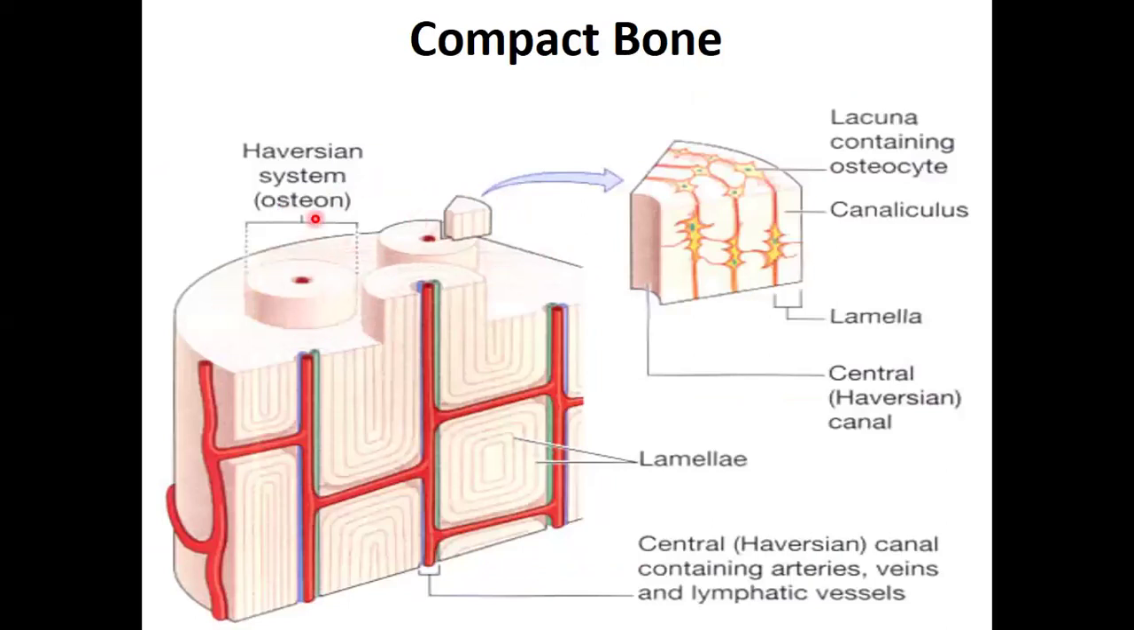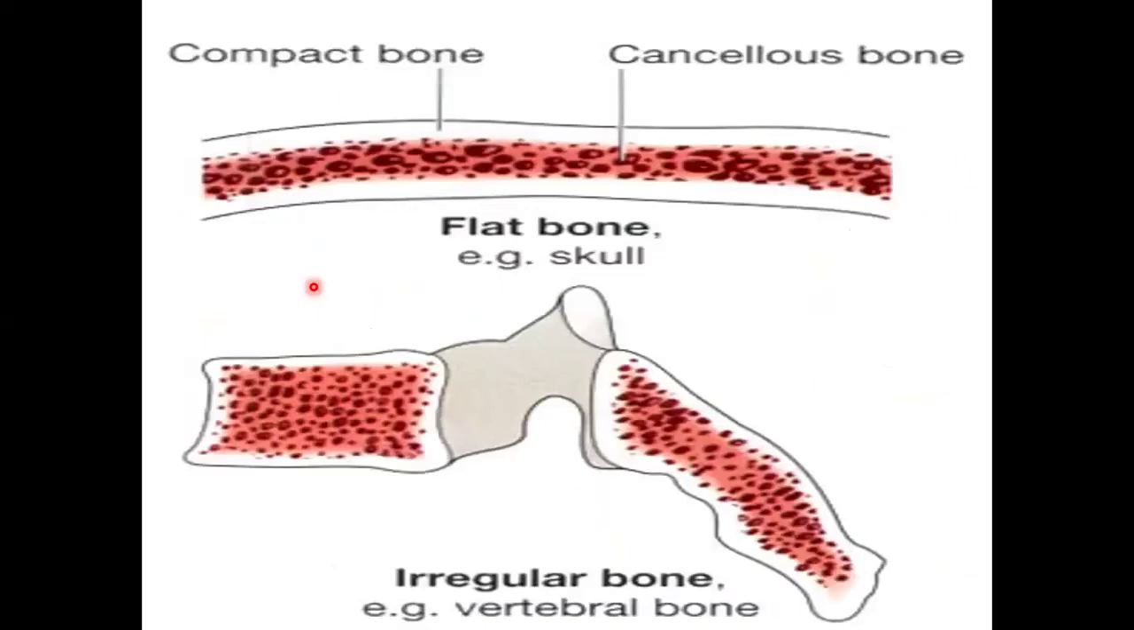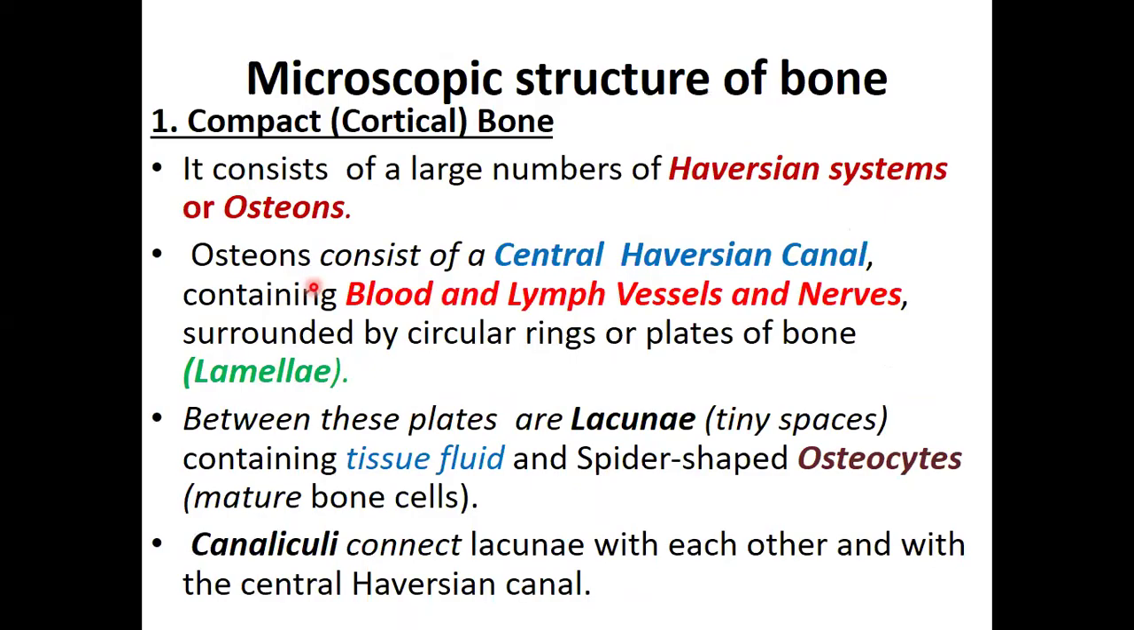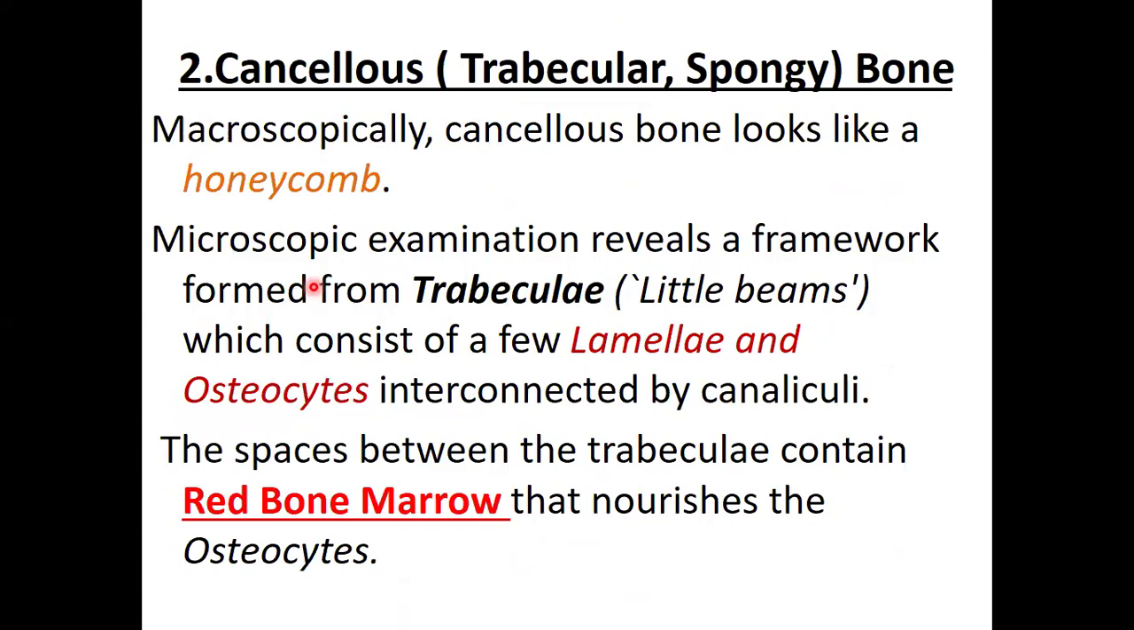What you see under a microscope, you see Haversian system, so it's compact bone. So based on histology, or what you see under a microscope, bones are classified into two types: compact bone and sponge bone. So this is compact. Let me quickly look at sponge bone. Yeah, this is spongy bone, or cancellous bone, or trabecular bone, if you like.